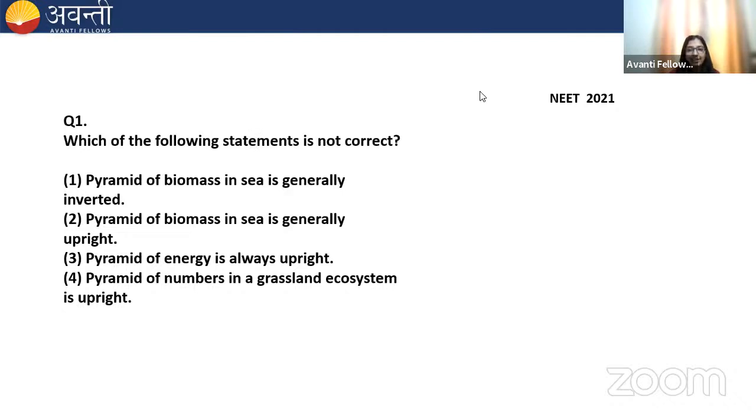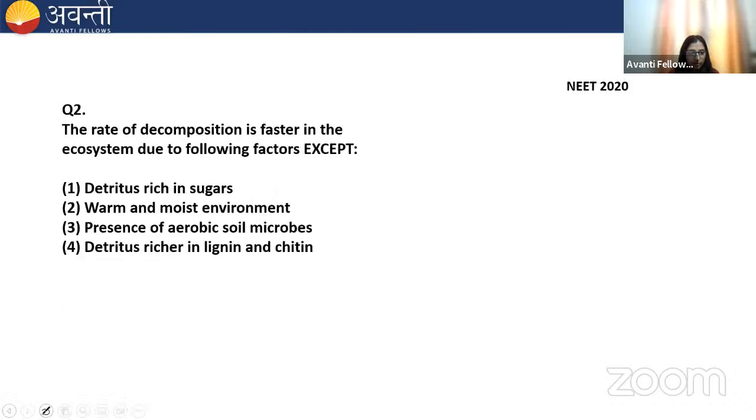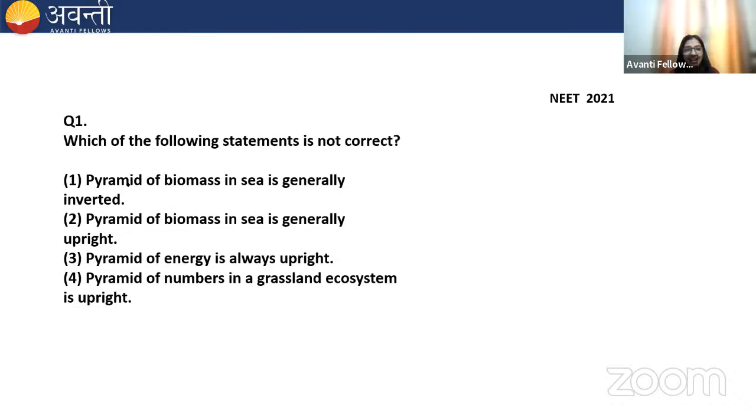Gauri, they're asking which is not correct. It's very good, Veena. Very good, Gauri. Logesh, Ritu, what do you think? What will be the correct option? So the question is asking which of the following is not correct. Very good, Ritu.